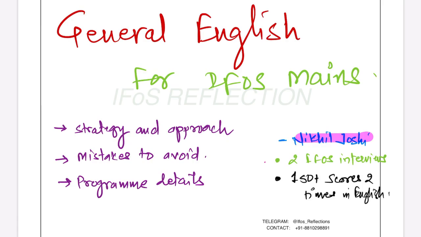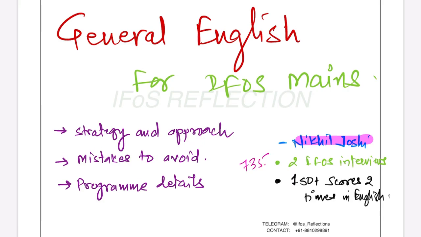I have appeared for two IFoS interviews and I have scored as high as 735 marks in mains. And on both the occasions, I have scored 150 plus in English. So here, I wish to speak about the strategy and approach that is needed to score 150 plus marks in the English paper, and also what mistakes you need to avoid.